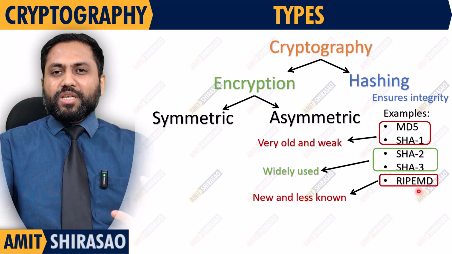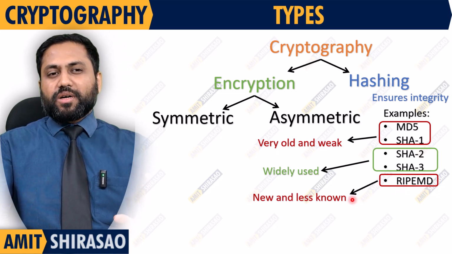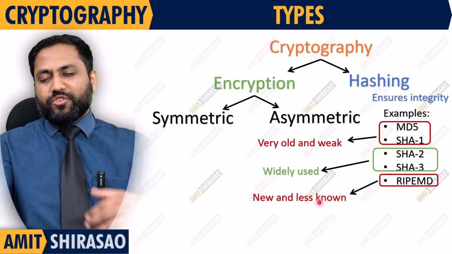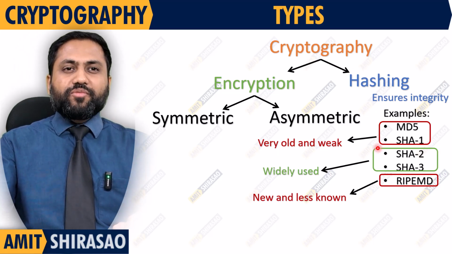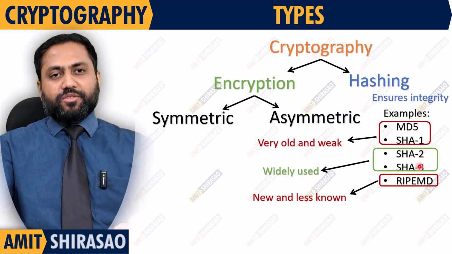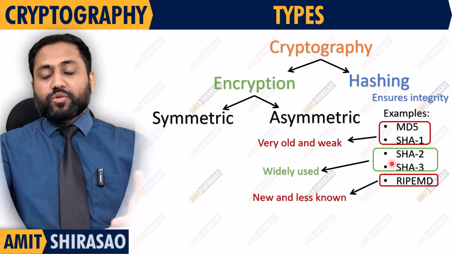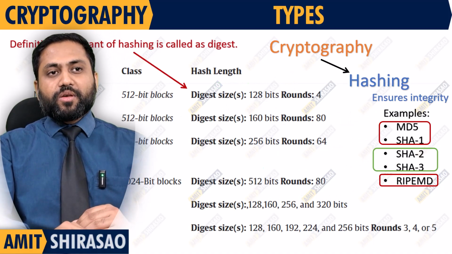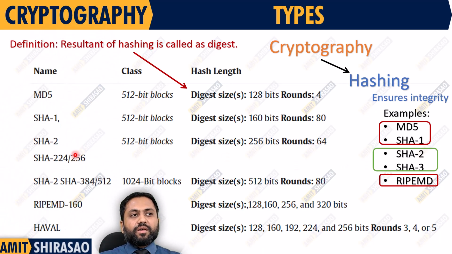And RIPE-MD is also a new algorithm. It is good, but it is very less known, and that's why very few people use it. So normally whenever you say hashing, you'll be using SHA-2 or SHA-3. Now again, under SHA-2 also there are many algorithms. Under SHA-3 also there are many algorithms. So let us see them one by one.